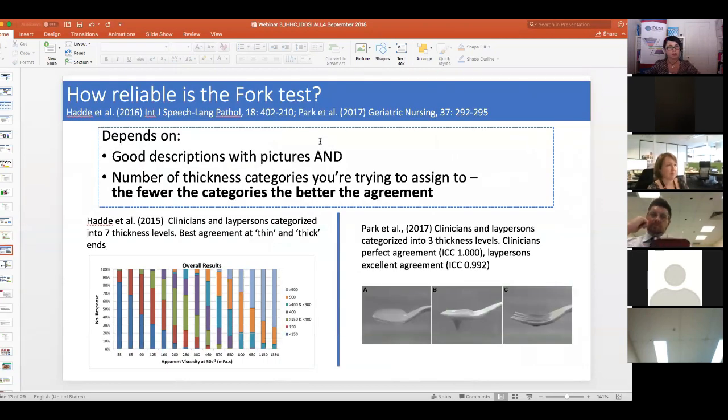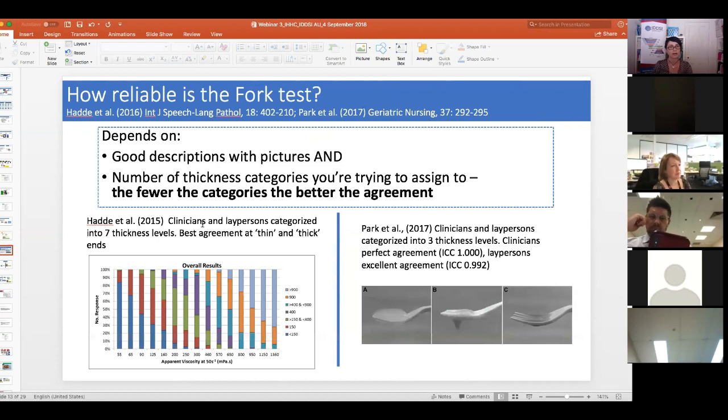One of the questions that we're often asked is how reliable the fork test is. So I have looked for some information there for you on that. And we have a publication coming out soon that will describe this in more detail as well. Basically, the fork test is reliable, but it has a couple of caveats. So we need very good descriptions and pictures. We also need a small number of categories to try and assign the thickness levels to. So I've got 2 publications to share with you to show you how that's demonstrated.